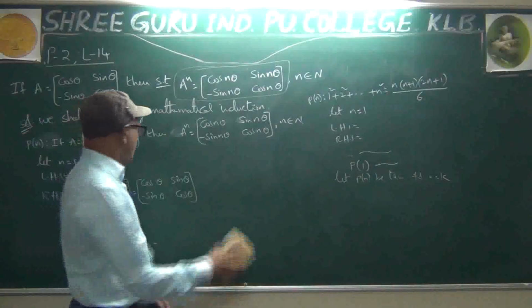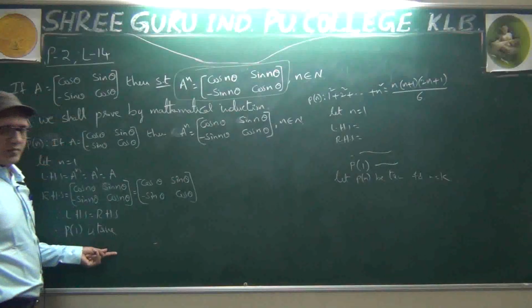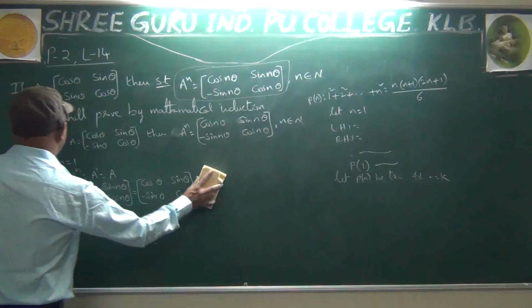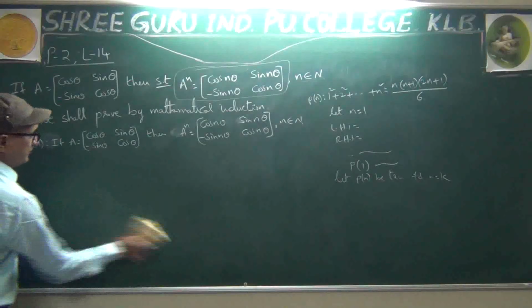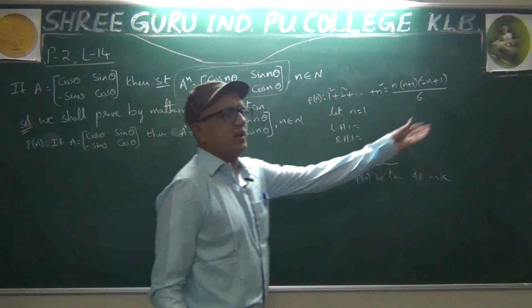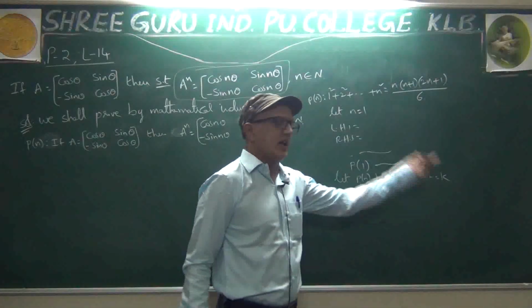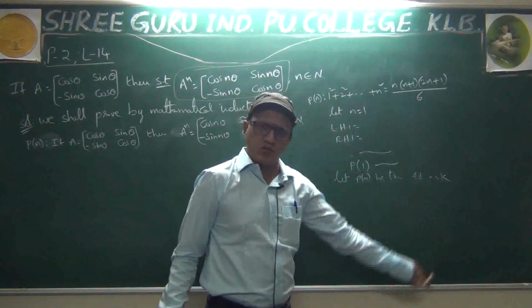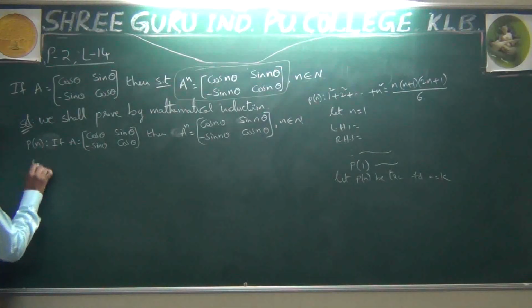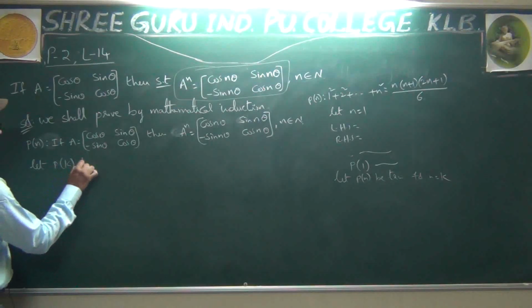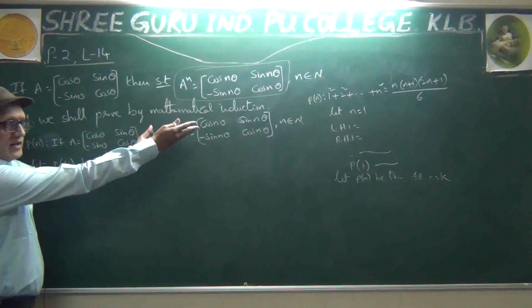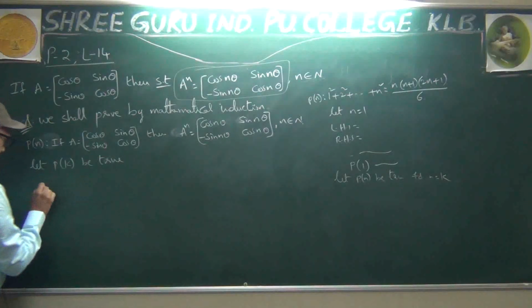Right? So here, what we are going to do? Pause the video and take down up to here. Next step I do, because place is not that much here. Let P of n be true for n equal to k. Otherwise, let the statement be true for n equal to k. Let P of k be true. For P of k, we have to substitute k in place of n.